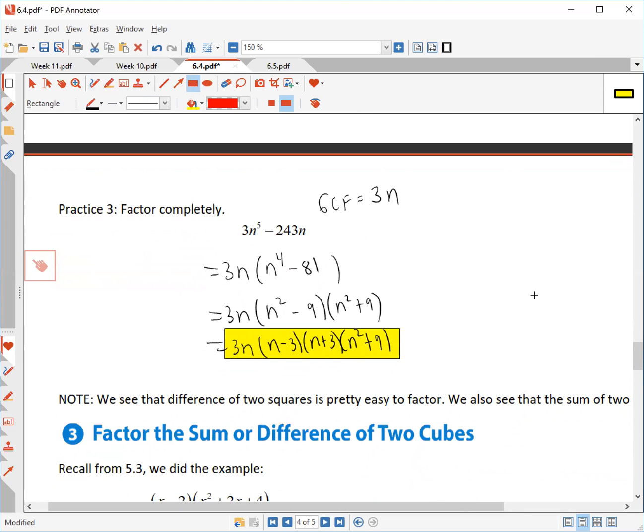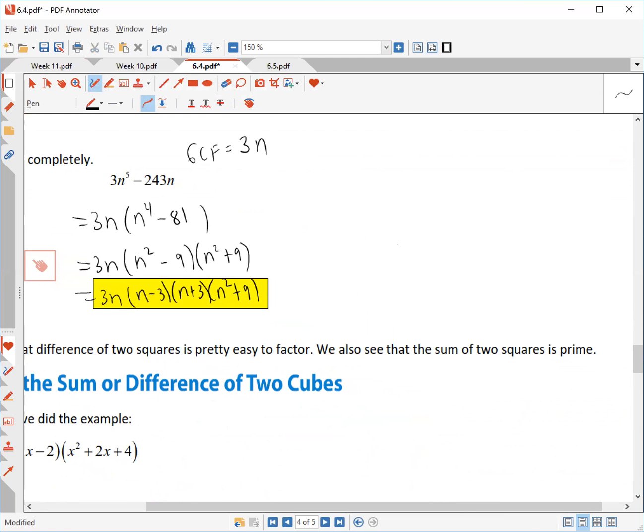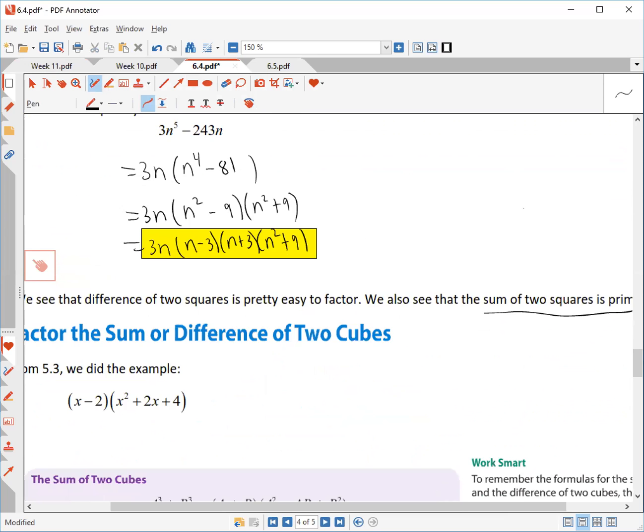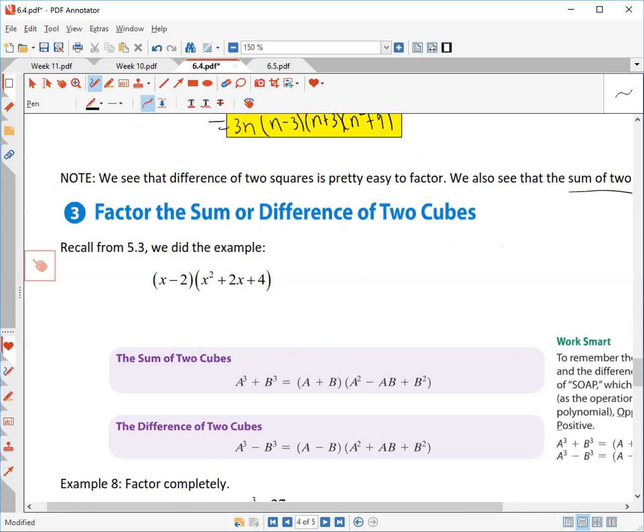Okay, so we see that factoring difference of squares is pretty easy. However, we have to always remember that the sum of 2 squares never factors. It's prime. And now what we look at is the sum or difference of 2 cubes. These have a formula for both of them.